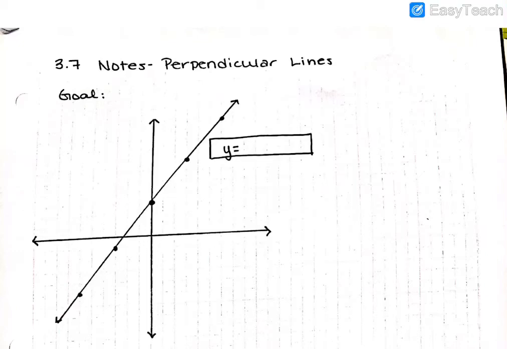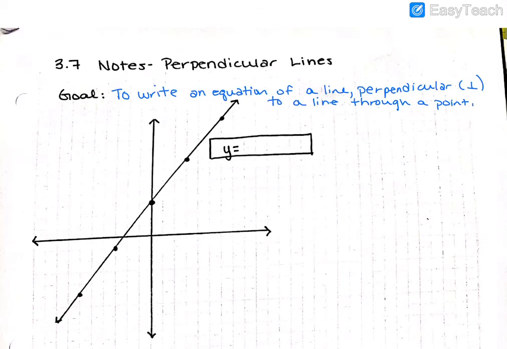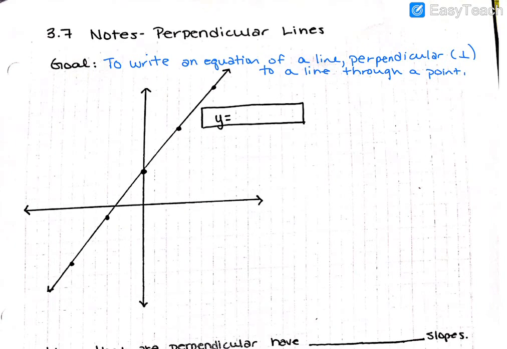All right, so today our goal is going to be to write an equation perpendicular to a line through a given point. So we're going to start with the line that was given. So that would be the given line. And then this problem asks us to graph a line perpendicular to the given line going through -4, 3.